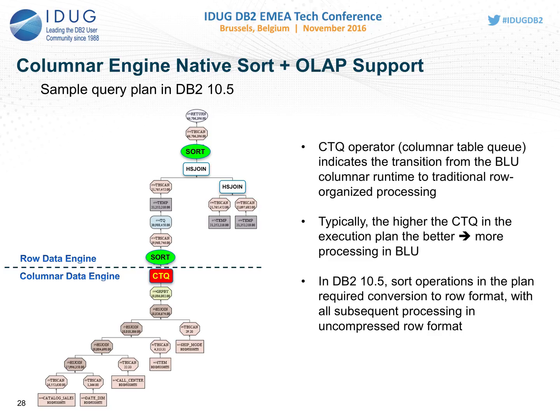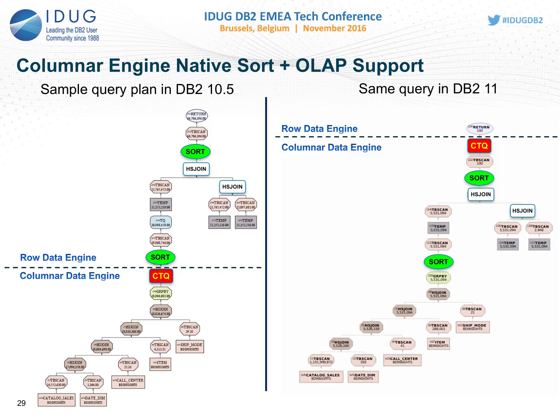With the new sort implementation that can sort compressed columnar data directly, we don't need this conversion to row format anymore to do the sort. So in DB2 11, the execution plan for the same query would look like this, as you see here on the right-hand side. You see the CTQ has bubbled all the way to the top, meaning the two sort operations and all of the joins can all operate on the BLU data format. Much, much better performance for this type of query than in version 10.5.